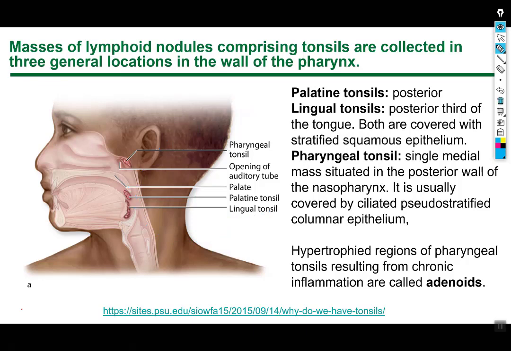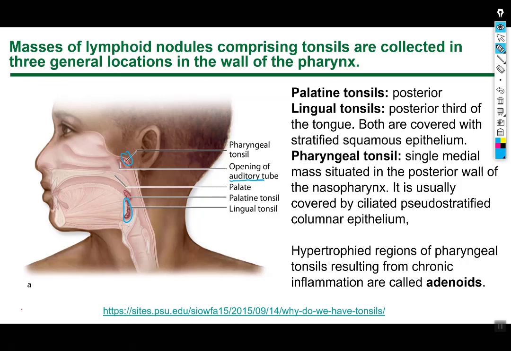So the palatine tonsils, meaning at the palate, are posterior. And you have, generally speaking, one of these on each side. So you'll say ah and look at your uvula, and then there's tonsils on either side. The lingual tonsils are at the back of the tongue on the root, so down here. And then the pharyngeal tonsils are situated on the back of the nasopharynx, not far from the opening to the eustachian tube.